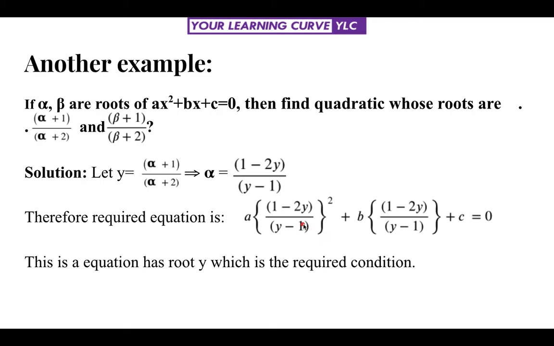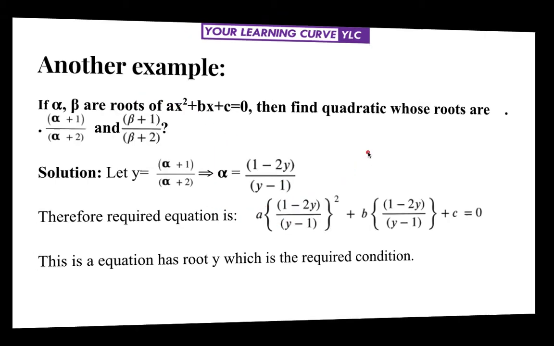You can take the LCM and simplify this. I am not simplifying this, but you can always simplify, take the LCM, square it, and you will get a quadratic equation in y. This will be an equation having roots y1 and y2, where y1 will be equal to alpha plus 1 upon alpha plus 2 and y2 will be equal to beta plus 1 upon beta plus 2.